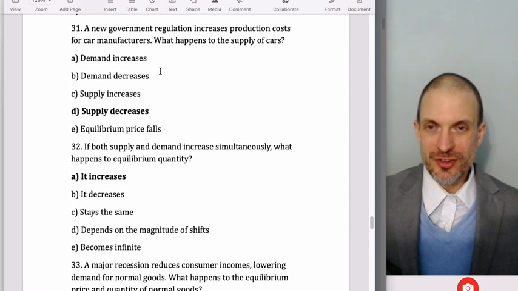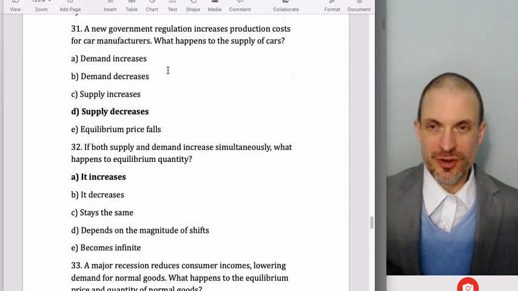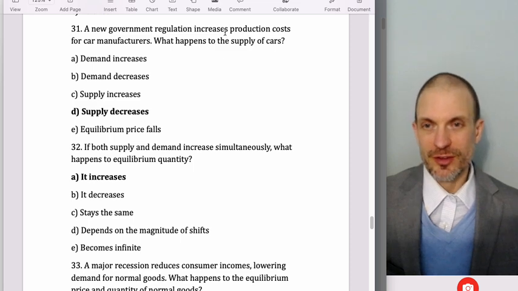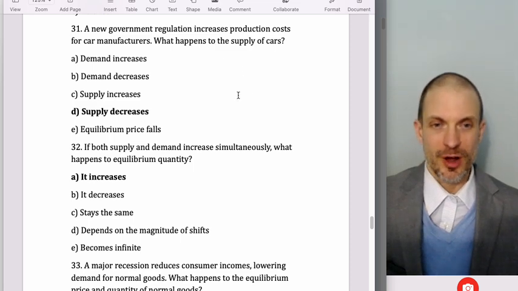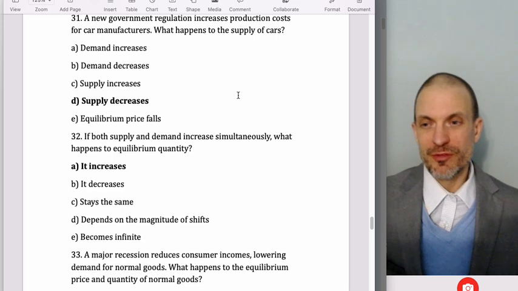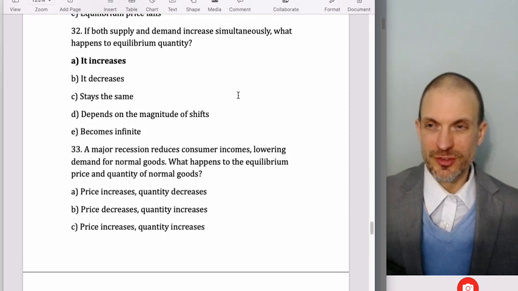New government regulation increases production costs for car manufacturers. What happens to supply? That'll decrease supply. If the cost of production rises, we'll make fewer units regardless of the price.